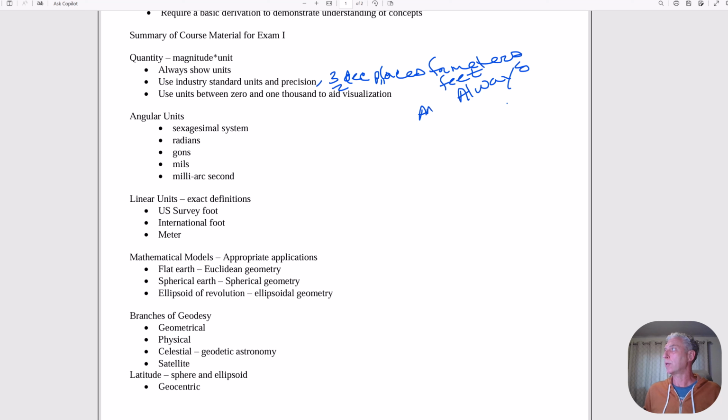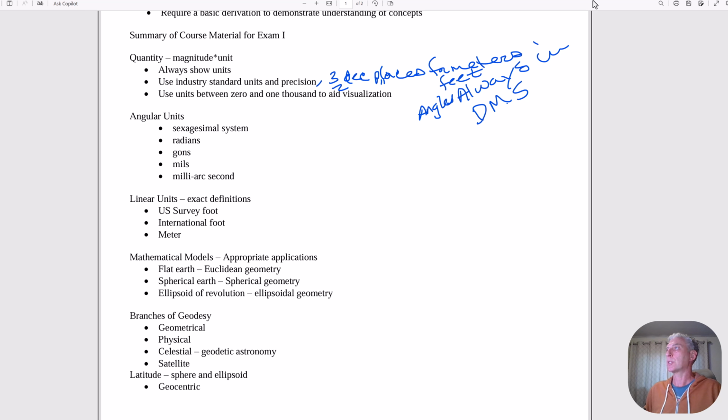Or angles are always in, you got it, DMS. If I see an exam and you're providing a solution in radians, unless it asks you to show radians, then I'm not even going to go to the trouble of converting it, and I'm just going to count it wrong. So remember, we're presenting these things.